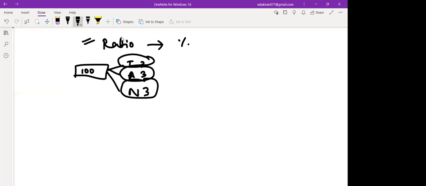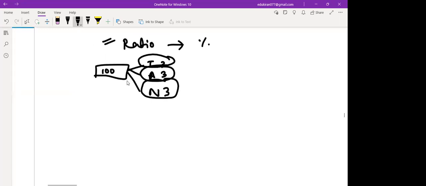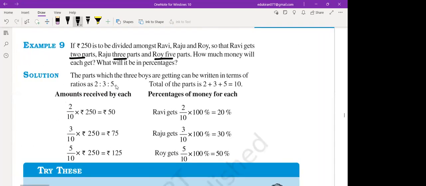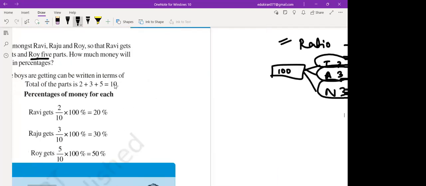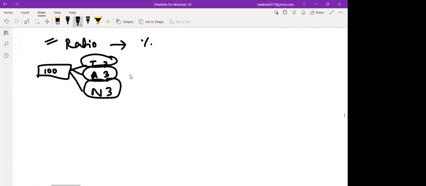If direct ratios are given, you can convert them into percentage. And here, what you have to do: I will give you the total amount and you have to divide it among the people according to the ratio. Clear? Okay, I hope it's clear. Yes or no? Yes, ma'am. So over here, one more step will be added, right?